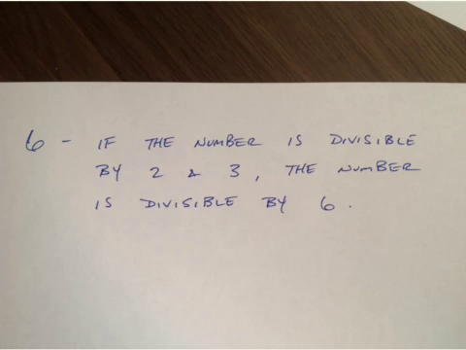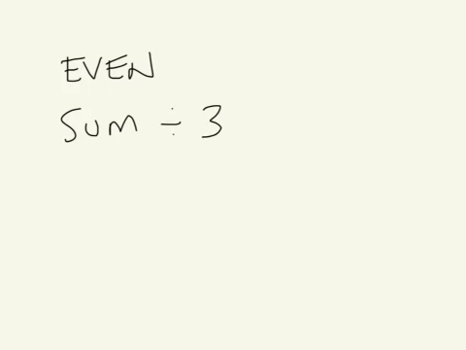Okay, the divisibility rule for 6 states that if the number is divisible by both 2 and 3, the number is also divisible by 6. So what we have to do here is go back and look at the divisibility rule of 2 and 3. And that says that divisibility by 2 means that it has to be an even number in the ones place value, and divisibility by 3 means it also needs to have a digit sum divisible by 3.